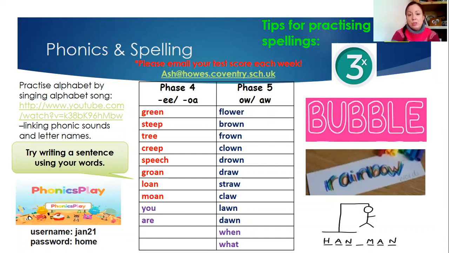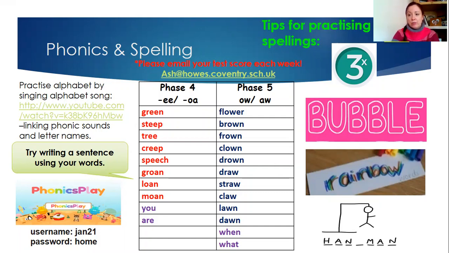So you can see that we've got 2 sounds for phase 4 this week, so the group that usually works with Mrs. White. They are the E sound and the O sound. So your words then are green, steep, tree, creep, speech, grown, loan, moan, and your tricky words are U and R.